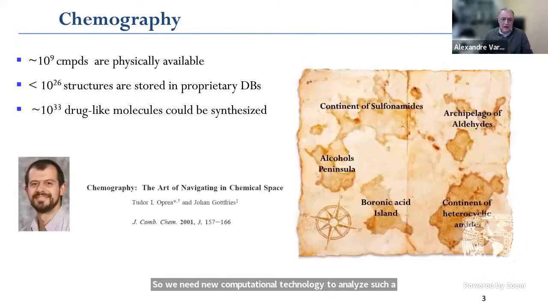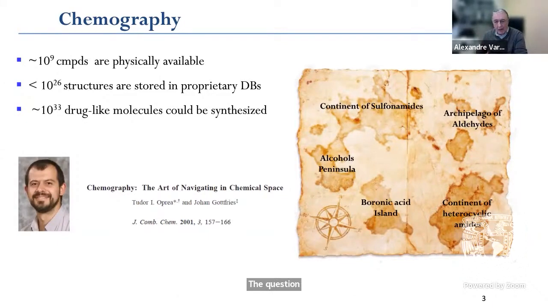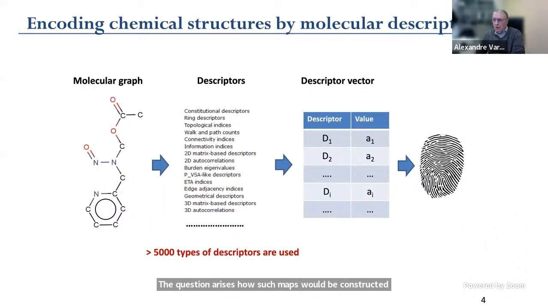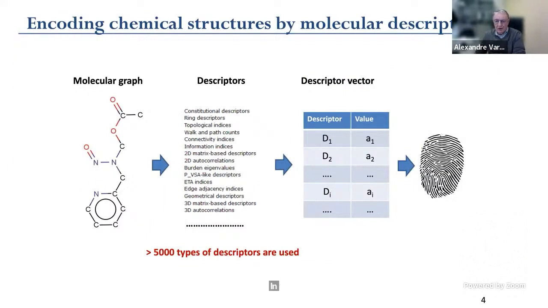One of the solutions has been suggested by Tudor Oprea, who proposed to use the chemography approach in order to build special maps describing the structure and properties of molecules. The question arises how such maps could be constructed. In cheminformatics, a molecule can be encoded by an ensemble of useful parameters calculated from the chemical structure, from the molecular graph, called molecular descriptors. So in such a way, this ensemble of molecular descriptors forms a vector which, like a fingerprint, characterizes the molecular structure.